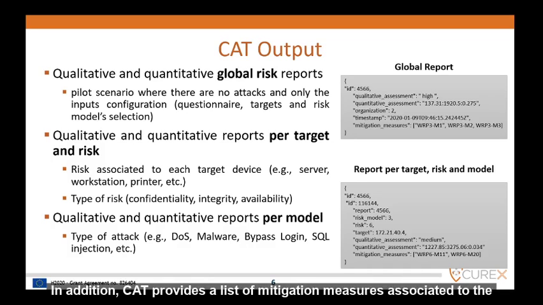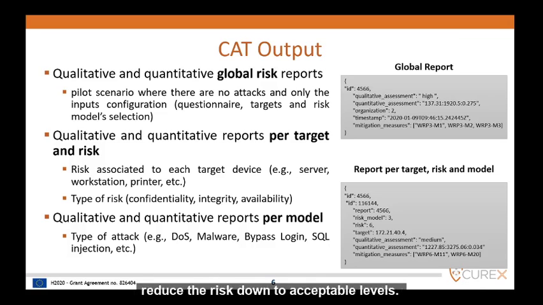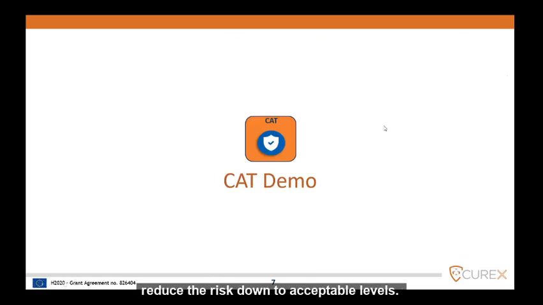In addition, CAT provides a list of mitigation measures associated to the computed risk scores, and that can be implemented to eliminate or reduce the risk down to acceptable levels. Now, let's see a real demonstration of the CAT.